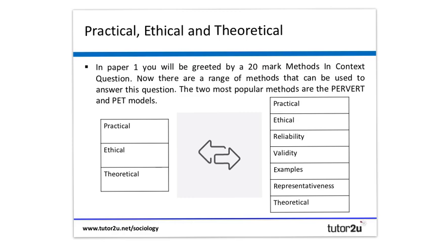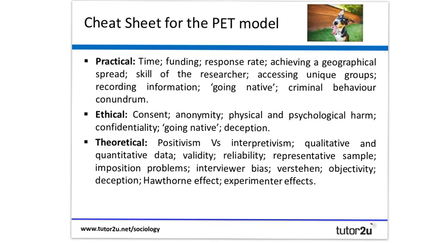So for example, if you get given a study which is talking about covert observations, then you'll be expected to link in Laud Humphreys' research overall as well about the tea room trade. And then lastly, you'll be expected to cover the theoretical issues, which are the views on positivism and interpretivism overall. Now, this little cheat sheet that I've created here is just giving you a rough idea as to the different things that you look for in your PET model.